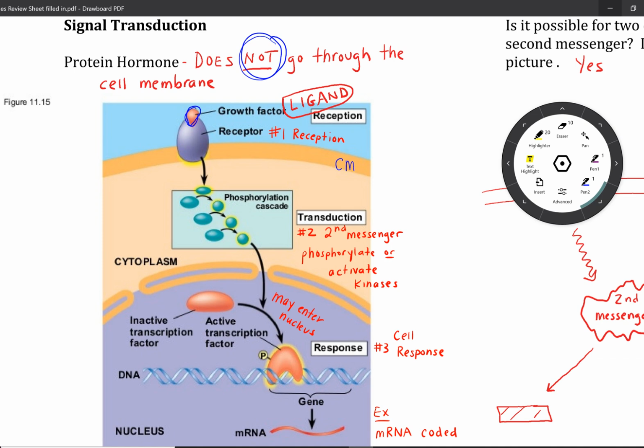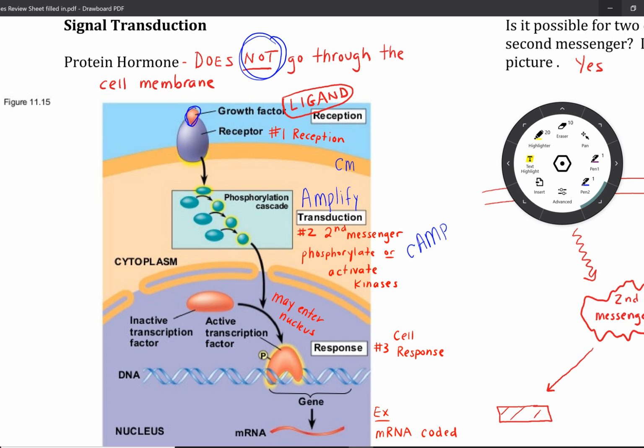It's called reception. Now, part two, many things can happen. There will probably be a second messenger. It may be cyclic AMP, or it could be a relay molecule, or it could be starting what's known as a phosphorylation cascade. And any of those kinds of reactions are going to amplify the original signal, and that is what happens during signal transduction, or that middle portion.